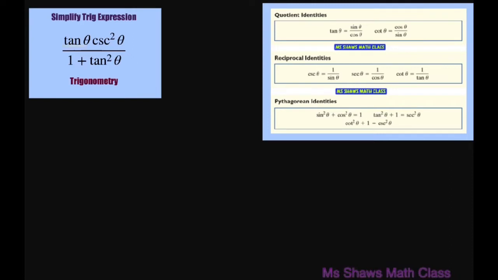So tangent is given here. By the way, I always have these on my Facebook page if you ever want to save a copy.